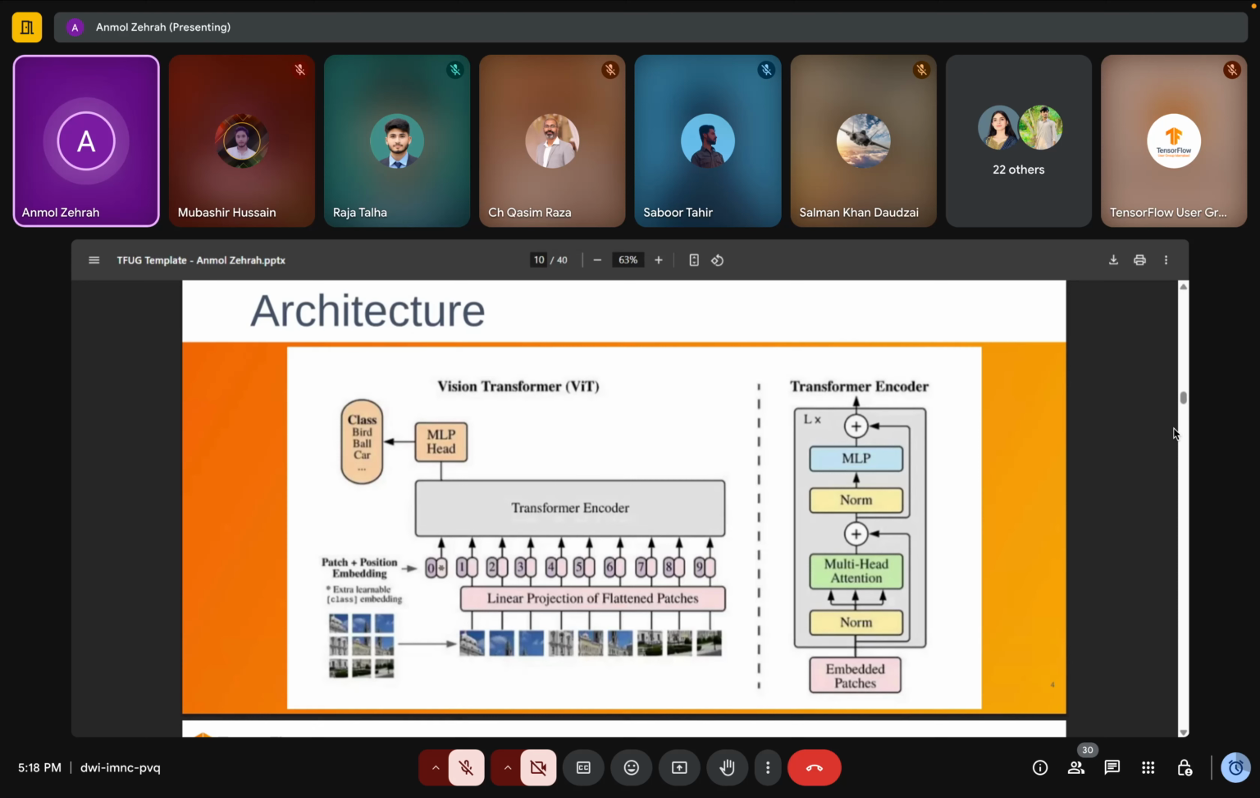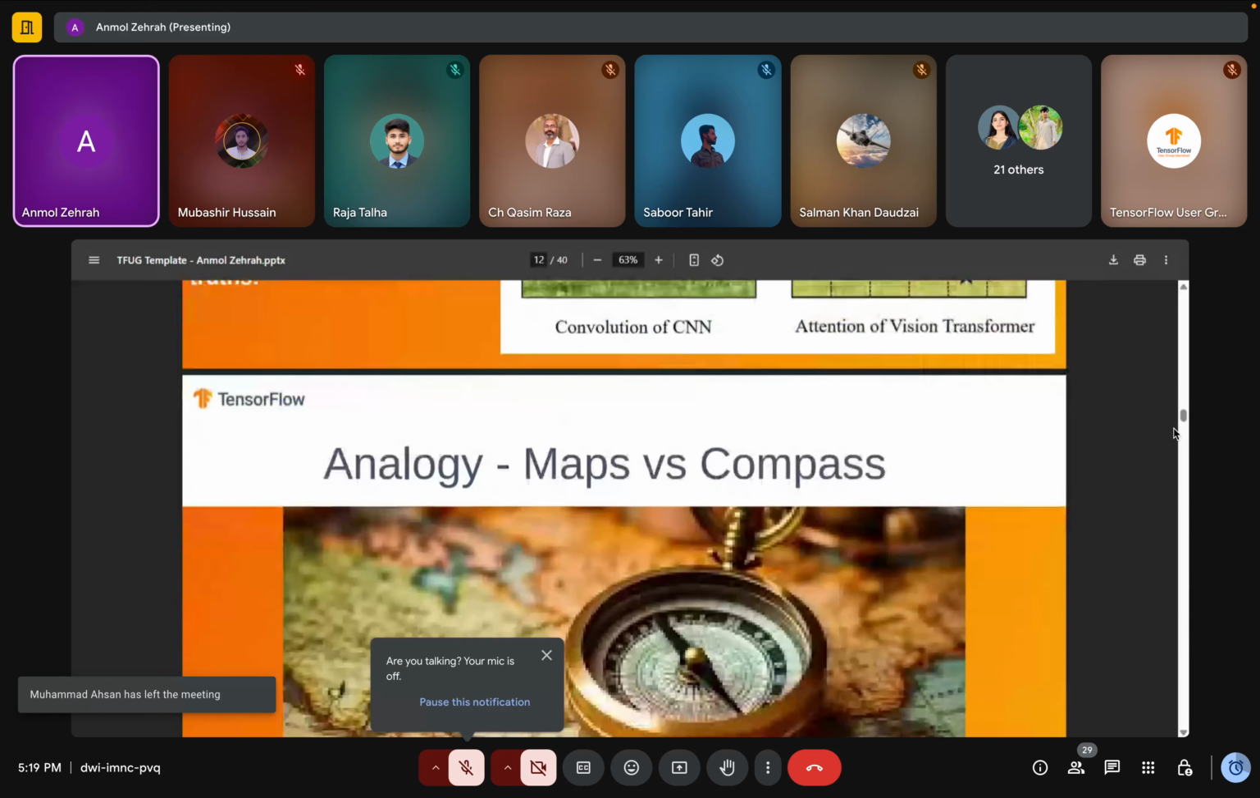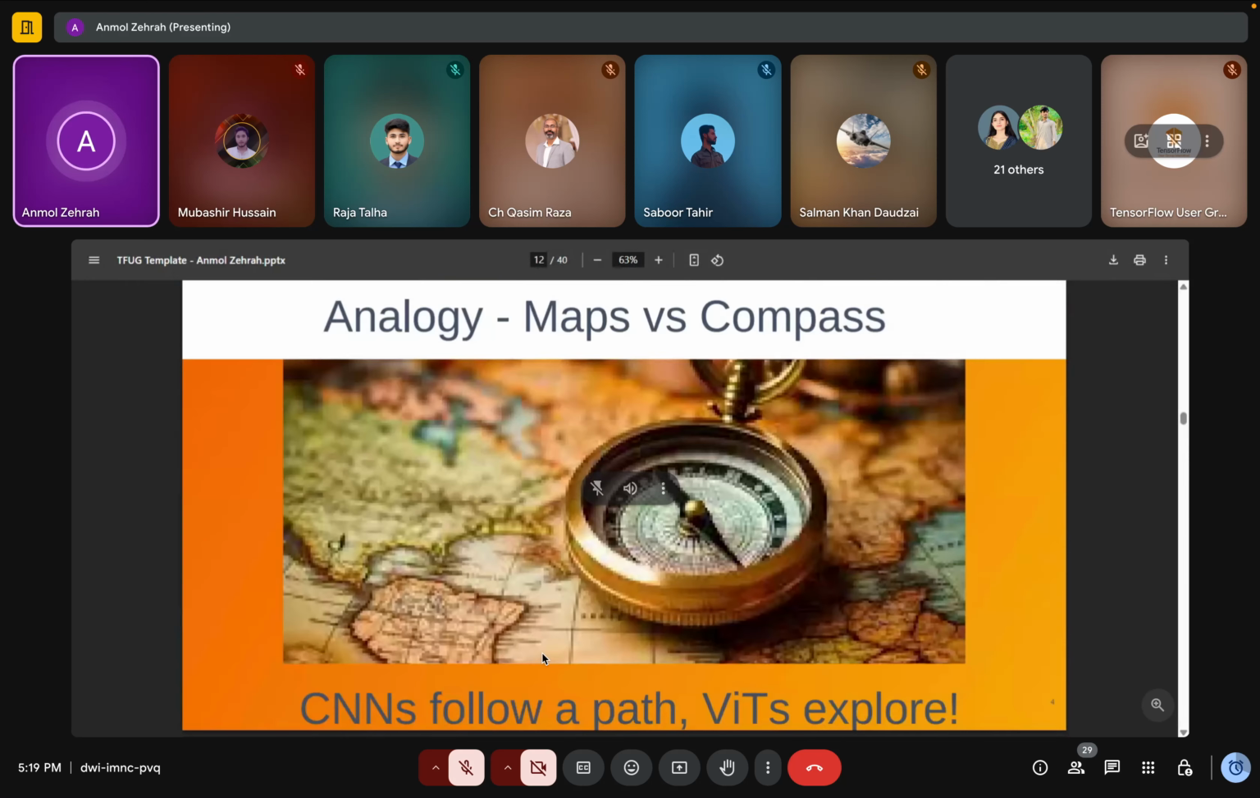Here, this will give you a better idea of how convolution and attention work in different manners. It's basically the same image but with different brains, right? CNNs will be very good at pattern spotting, and they will be very fast, while ViTs will be very good at building relationships between different features, and they're going to work slowly, but they're going to go in depth. So you can teach a CNN faster, but ViTs are going to learn the deeper truths that are there. The analogy here can be seen as maps versus compass. CNNs will follow a path while ViTs are going to explore for themselves.